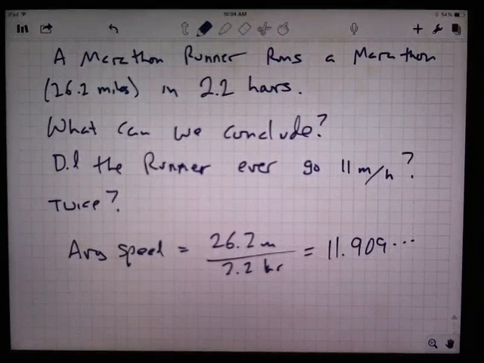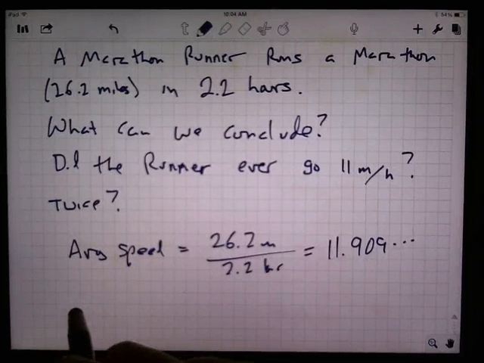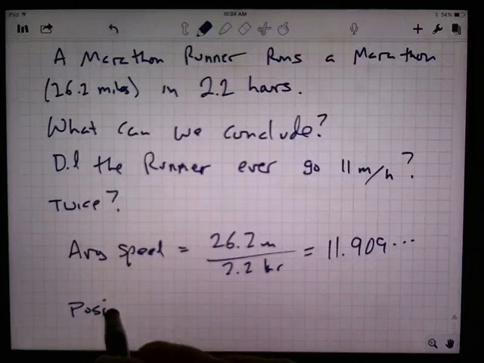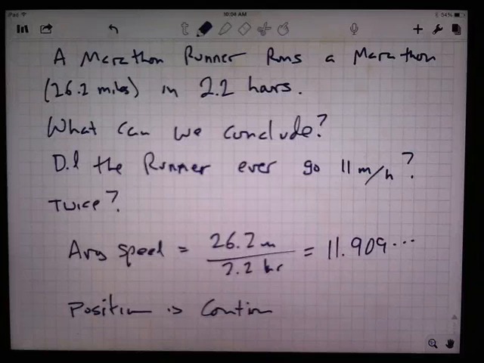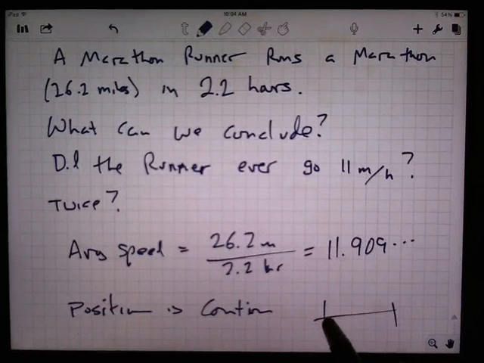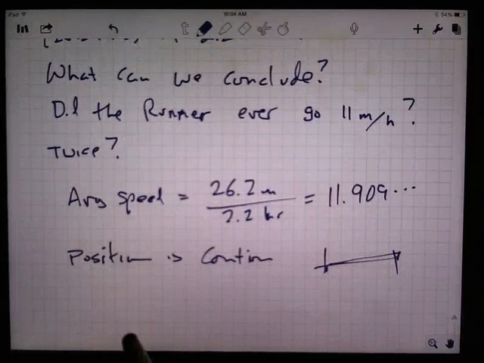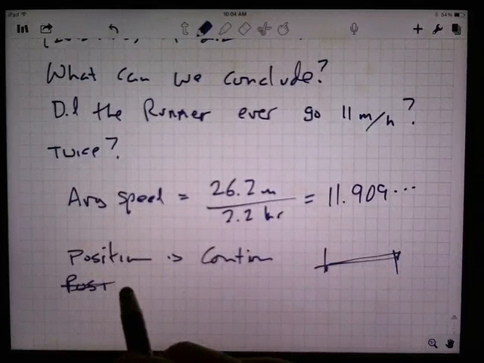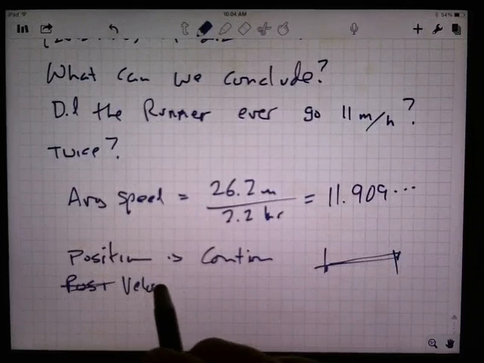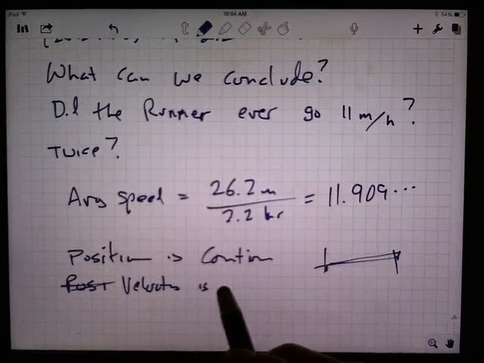So what can we conclude here? Well, first of all, we've got to make the argument that the position function is continuous. That is, the marathon runner doesn't teleport from one spot to another. They have to pass through from the start line to the finish line. They have to pass through every point in between somewhere. They don't just teleport over. So position is continuous. Also, I have to argue that the velocity is always defined.